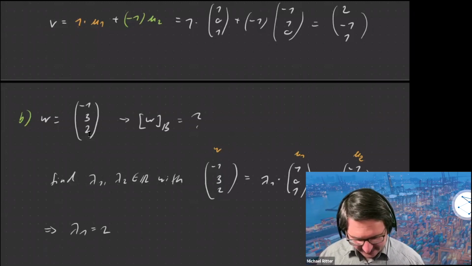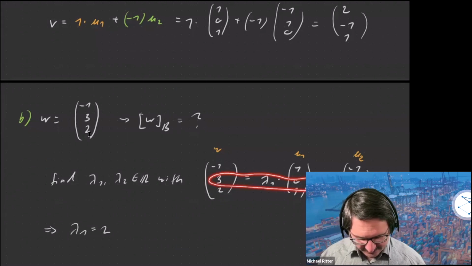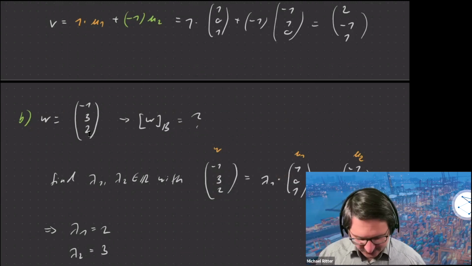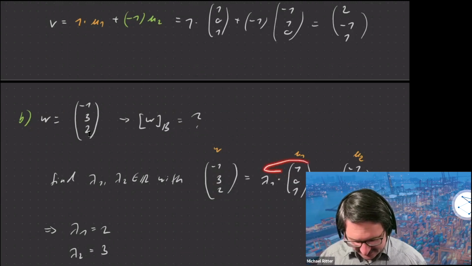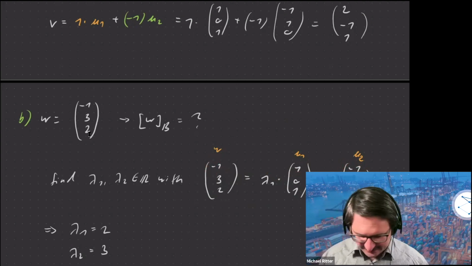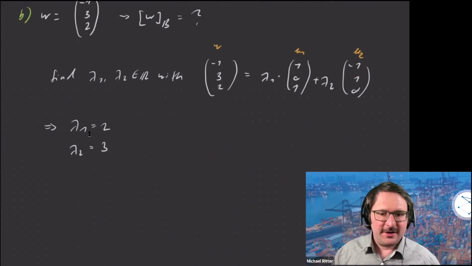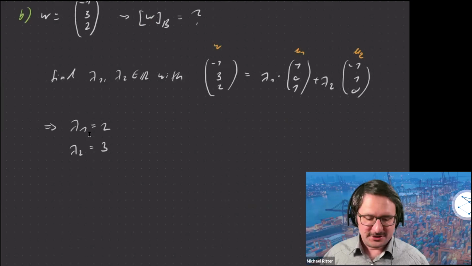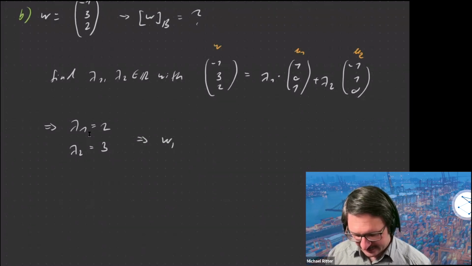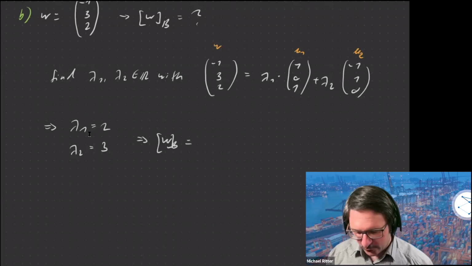The second row determines λ2. So λ2 is 3, and let's hope it all works out. And we need to check the first row as well. Now, if we substitute these values here, 2 times 1 is 2, plus 3 times -1, it's 2 minus 3, that's -1. So that also works out. And that means we have found a linear combination, or the only possible linear combination, that determines our vector W. And those coefficients, those are now the coordinates of that vector.